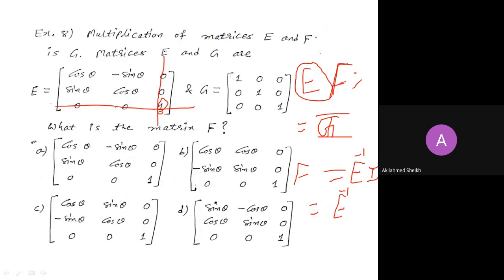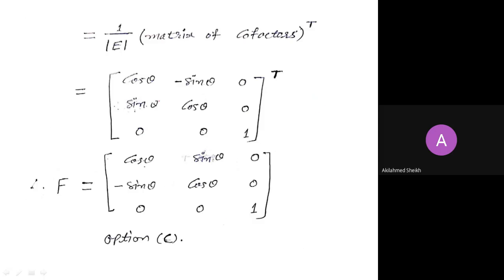Its position is third row, third column, so 1 into minus 1 raised to the power 3 plus 3. That is, here we have to find the cofactor of this one: 1 into minus 1 raised to power 3 plus 3 into the determinant of these two matrix. We get cos square theta plus sin square theta, and sin square plus cos square is 1. So the determinant of E equals 1.